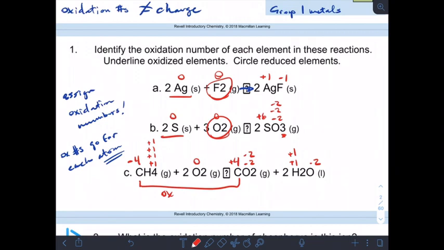Right? Now, my oxygen went from a 0 to a minus 2. So that number has gone down. So it's the reduction. Okay. Now if we look at the hydrogens, they went from a plus 1 to a plus 1. So nothing has changed for those hydrogens. All right, so we're going to circle the reduced elements. That would be the oxygen. We're going to underline the oxidized elements, and that's the carbon.